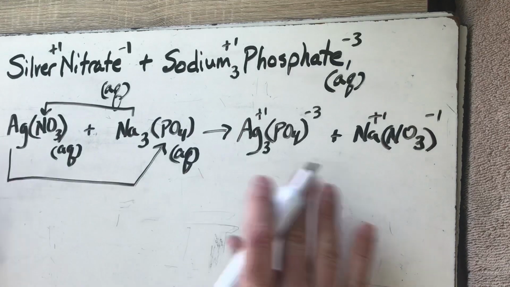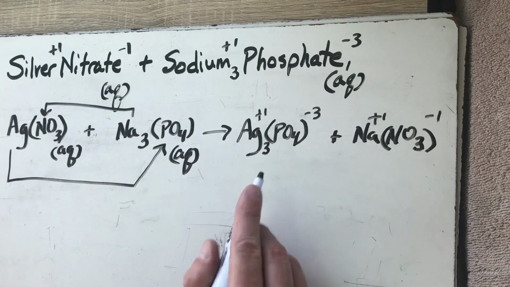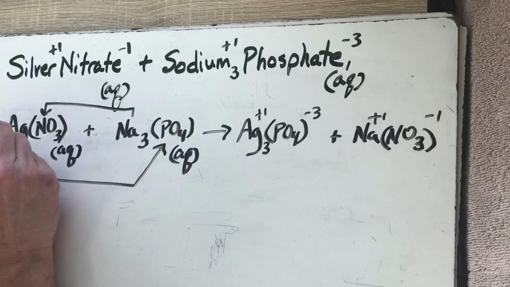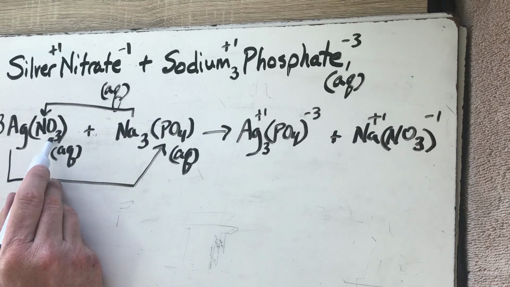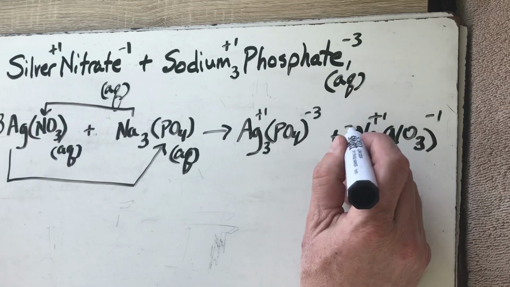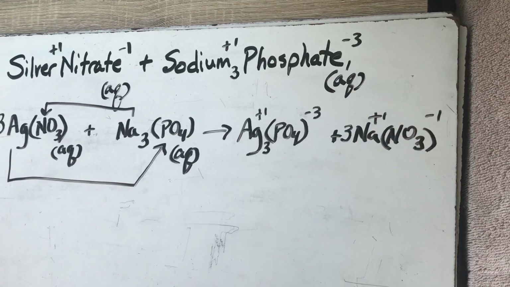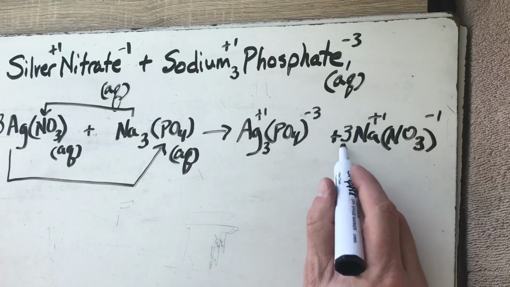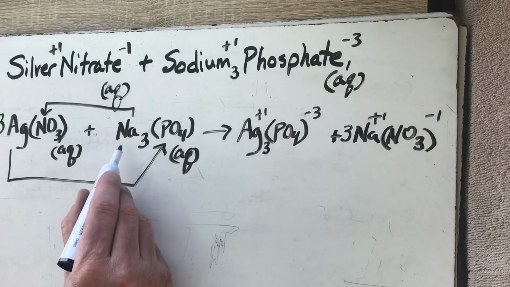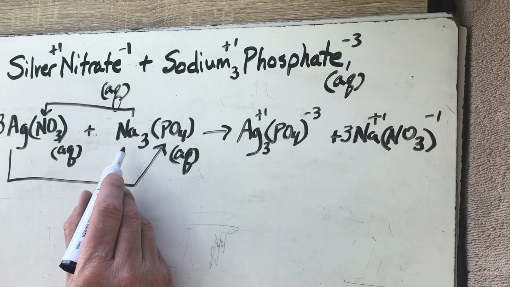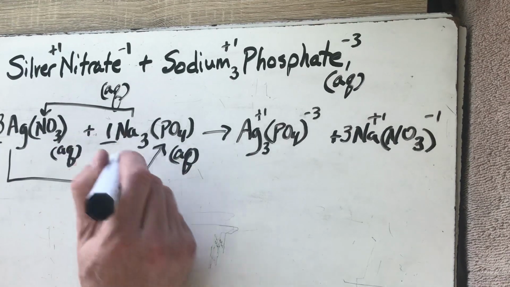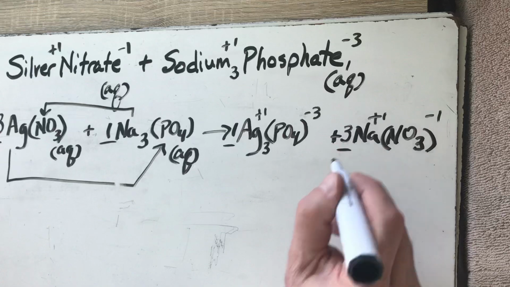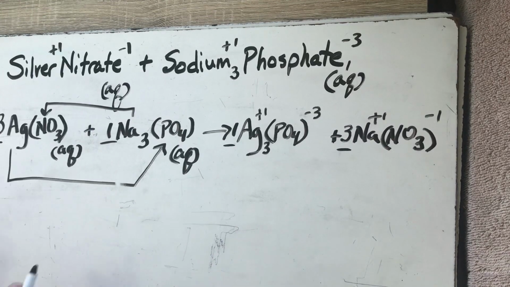Now, I've got to balance these amounts before I really do anything else. I have 3 silvers here, so I'm going to have to put a 3 in front of the silver. Now that 3 also applies to nitrates. I got 3 nitrates, so I'm going to need a 3 over here to give me 3 nitrates. That 3 also applies to sodium, but I have 3 sodiums on this side. Remember, that's not an accident, that's chemistry. And I got 1 phosphate on each side. So really I have a 3 to 1, a 1 to 3 ratio. Now, that's the mechanics. Let's look at the bigger picture here.